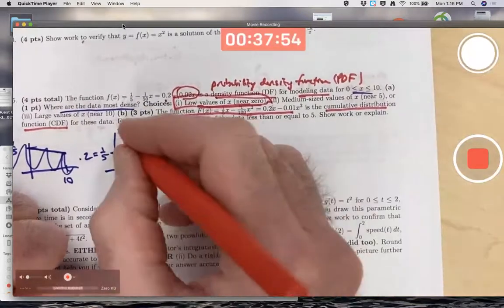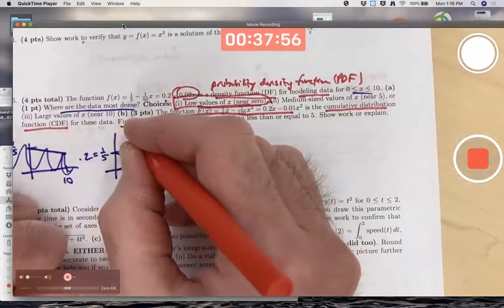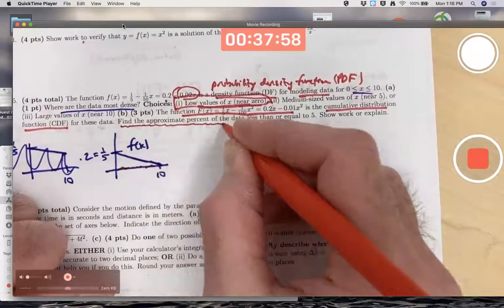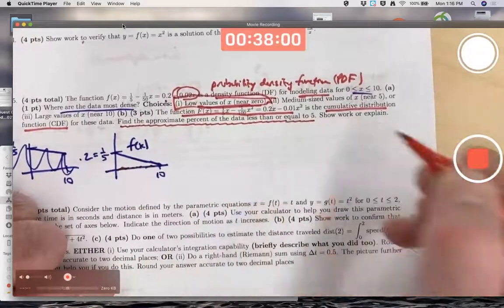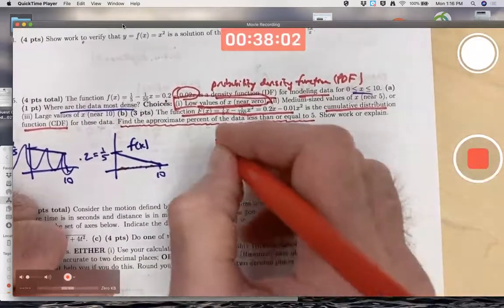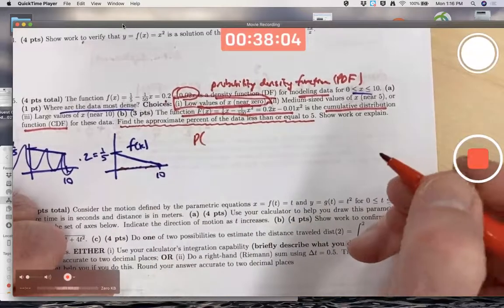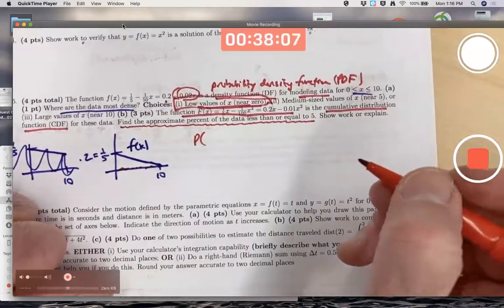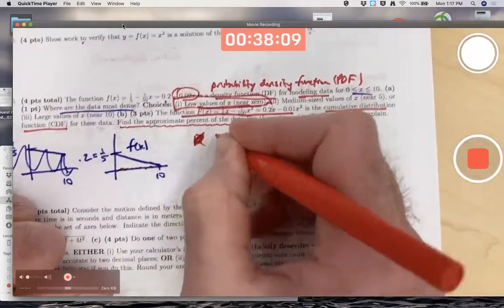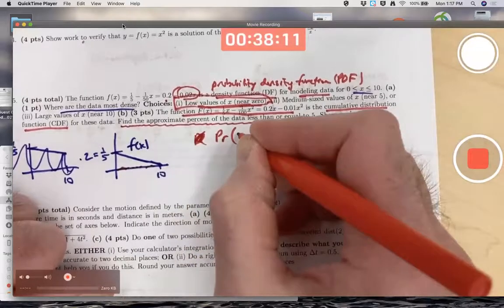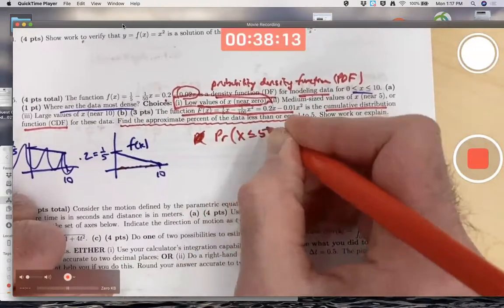Okay, I phrased the problem differently back in 2019. Find an approximate percent of data less than or equal to 5. That is the same as the probability that a randomly chosen data point is less than or equal to 5. I could write probability notation here like we did last Friday.